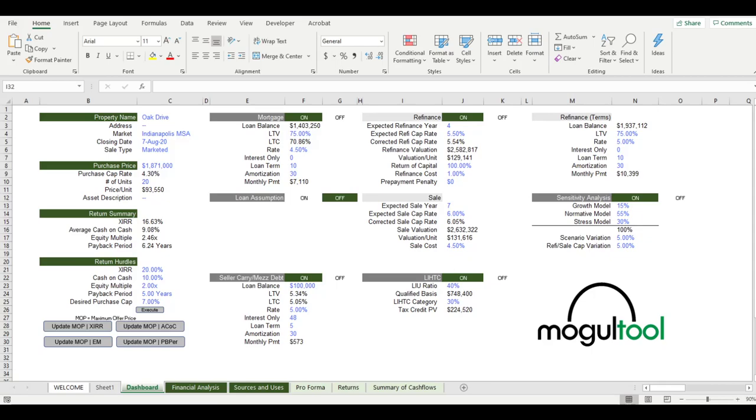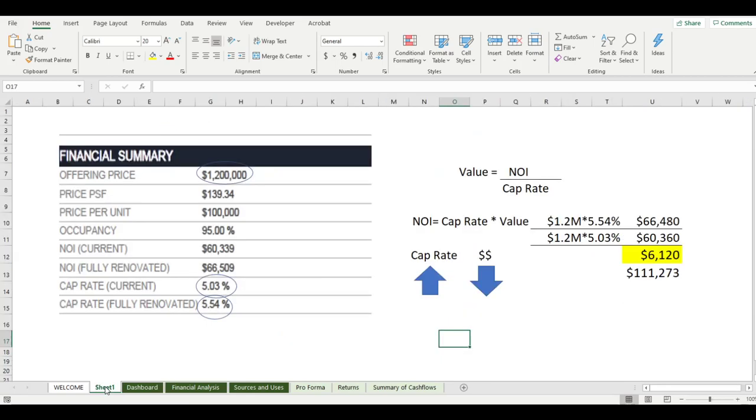Now, what we'll do today is talk about some of the different ways that brokers and sellers will cleverly use different cap rates to justify higher prices and what to look out for. This is a quick snapshot from an offering memorandum that I was looking at. This one includes the purchase price, which it doesn't always, as well as two different cap rates, which they almost never include. In this case, we have a current cap rate as well as a fully renovated cap rate.